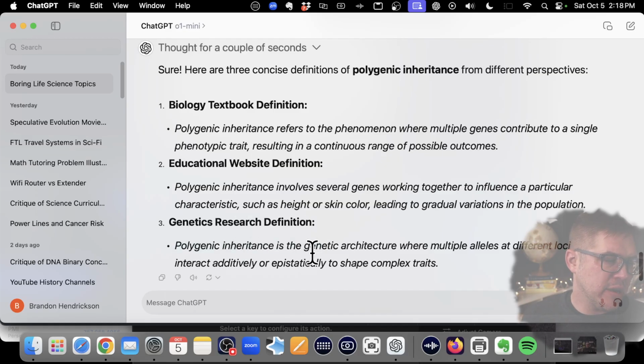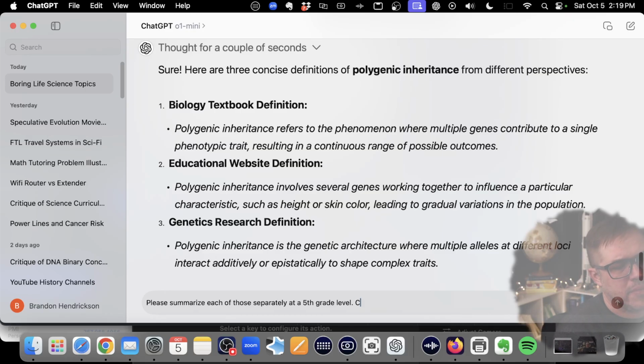In genetics research, polygenic inheritance is the genetic architecture, it's interesting, where multiple alleles at different loci, places, literally locations, interact additively or epistatically to shape complex traits. Okay. How much do you feel like you understand that? I am going to get it to give it to me in a different way slightly by saying this. Please summarize each of those separately at a 5th grade level, and comment on how they're different.